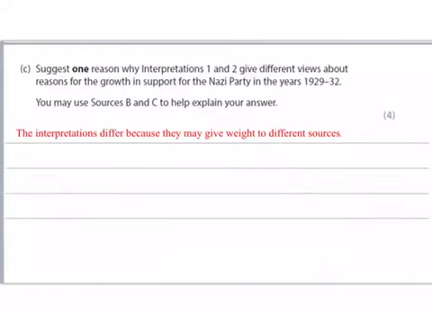So to match them up, I just need to go into my answer. This will be your first sentence to this question in the exam paper.